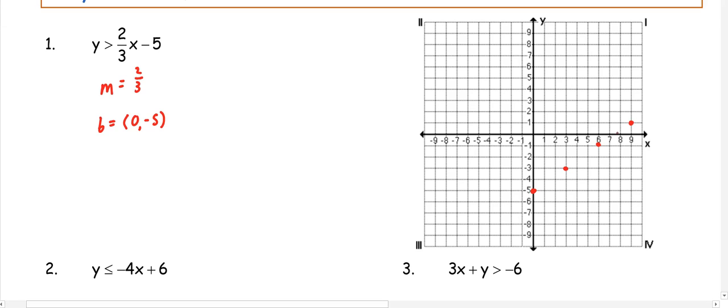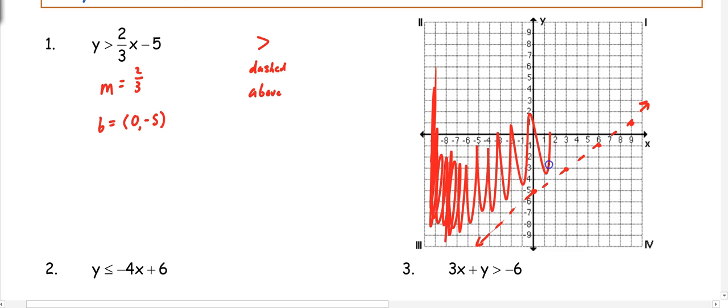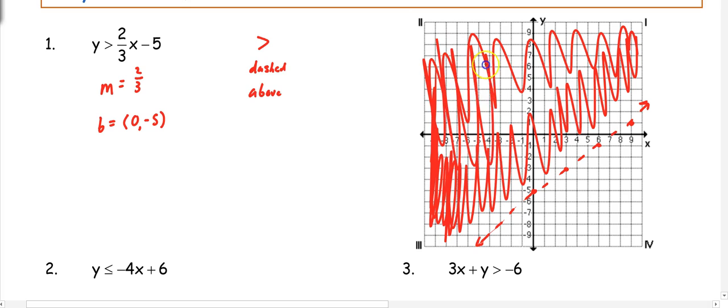First I need to figure out what type of line. Because it's a greater than symbol, there's no line underneath, so we're going to have a dashed line, a line that has some gaps in it. And then because it's a greater than sign, we're going to shade above the line. Above the line would be all of this area. So we're just going to roughly shade so that all of these points are solutions.